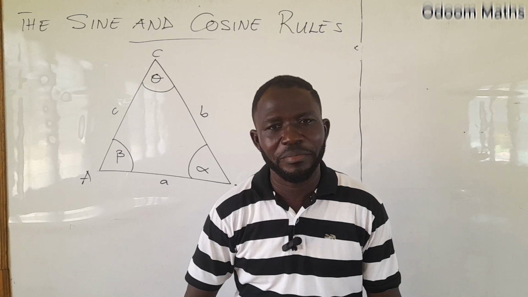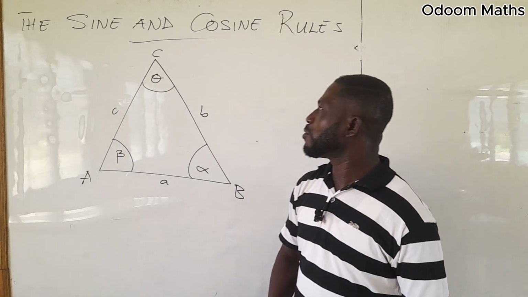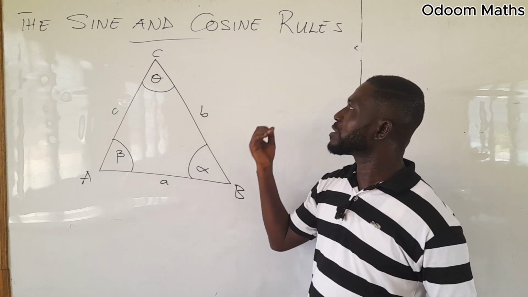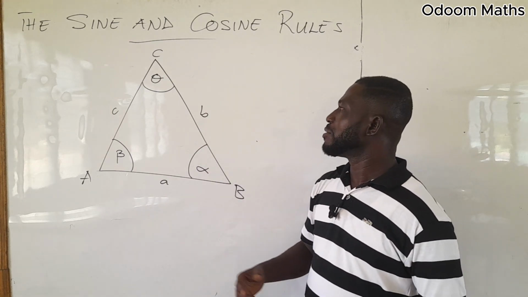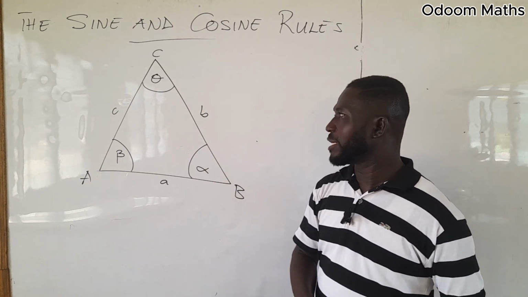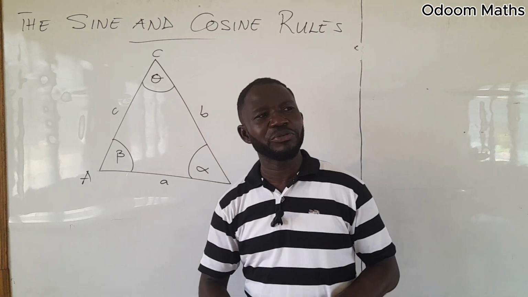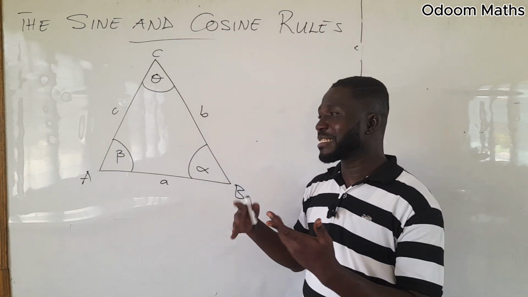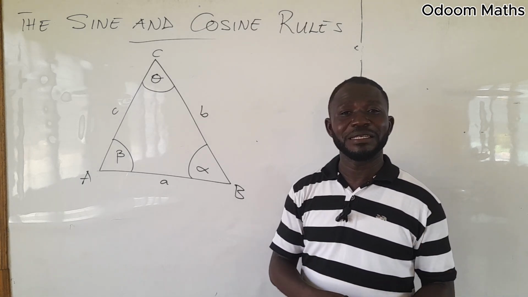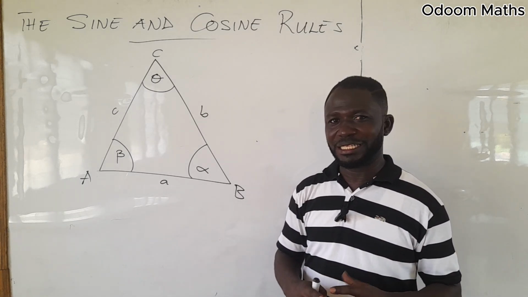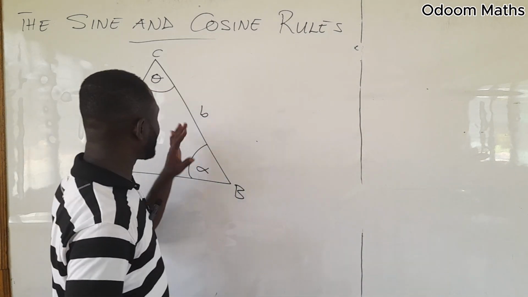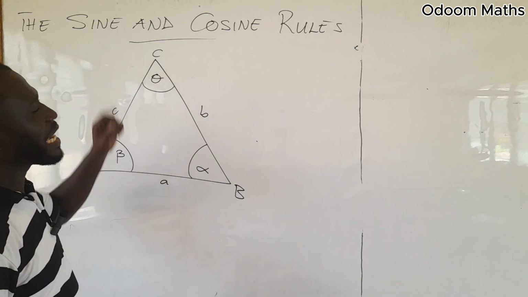It is Udum Maths. Okay, so let's solve this triangle. When you talk of the sine and cosine rule, we are only looking at the sides and the angles of a triangle. So when you hear sine rule or cosine rule, please don't panic. It's nothing. Now let's try to deduce the sine rule from this triangle.